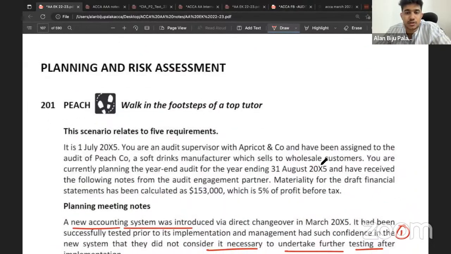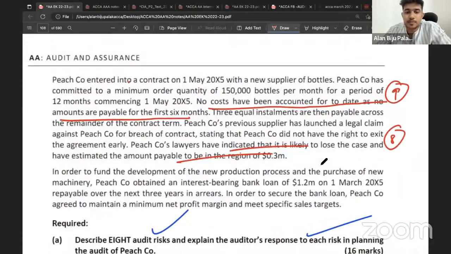It's 31st August 2015. Therefore, any expenses incurred till the year end should be recognized as part of the current year expense, and related payables should also be recognized. Since the company have not passed any of the accounting entries, expenses will be understated.